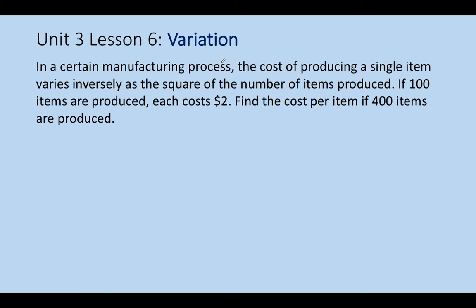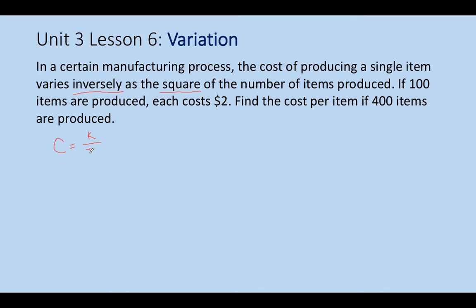In a certain manufacturing process, it says the cost of producing one item varies inversely. Okay, so there's my keyword. I know it's going to be k divided by something, as the square of the number of items produced. So the cost, we'll call that C, varies inversely, so k divided by the square of the number of items produced.